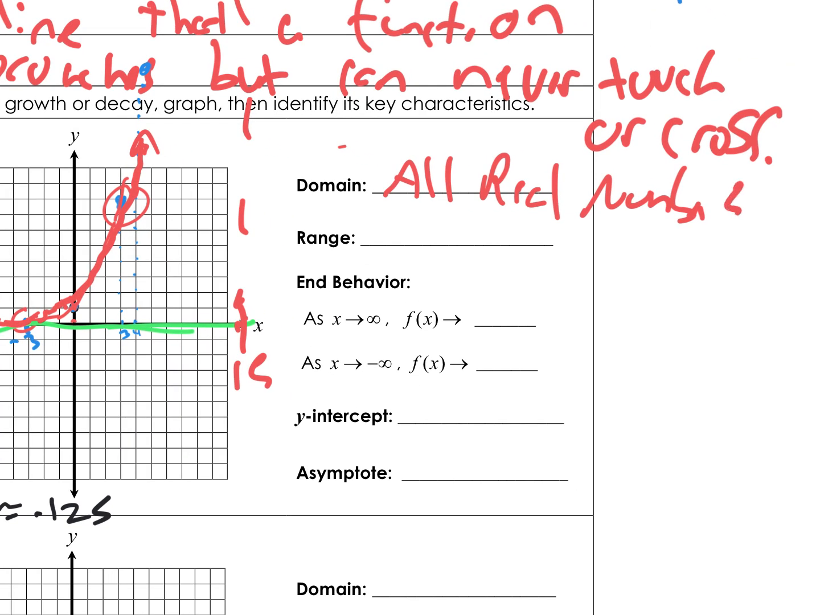Almost every single time, actually, not almost, it will be all real numbers. That's the domain. Any x you want to plug in works.